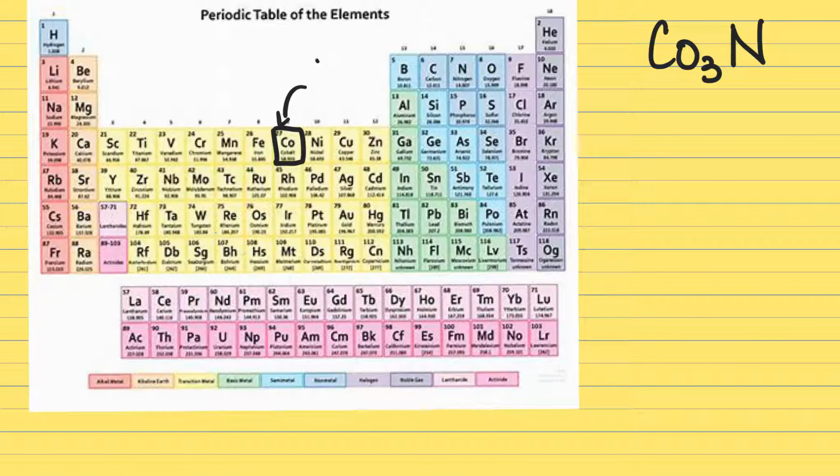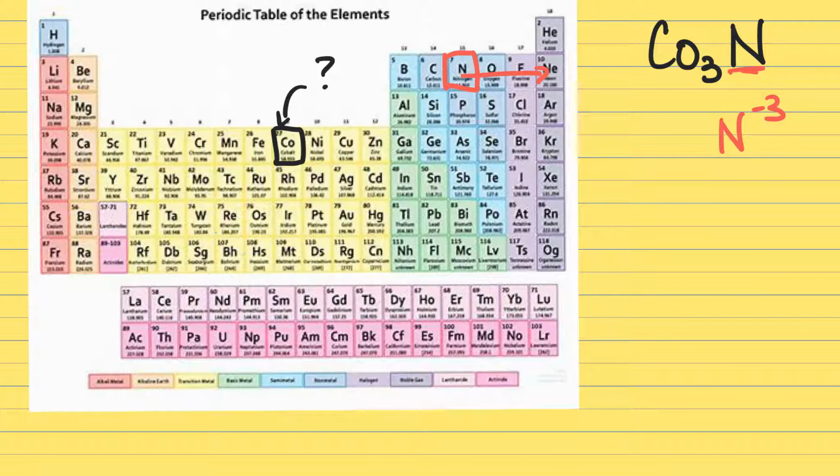So the charge, we don't know. We can't tell just by looking at the periodic table. So we gotta use the nonmetal to figure that out. So what's the charge of the nonmetal? Well, here's our nonmetal. Nonmetal is nitrogen, and we know that it needs 3 electrons to look like a noble gas. So the charge of nitrogen is -3, okay?